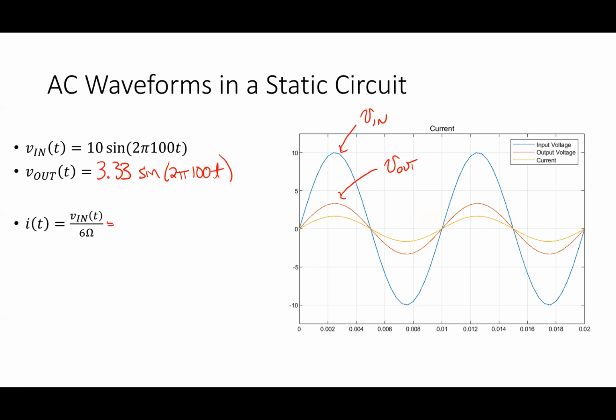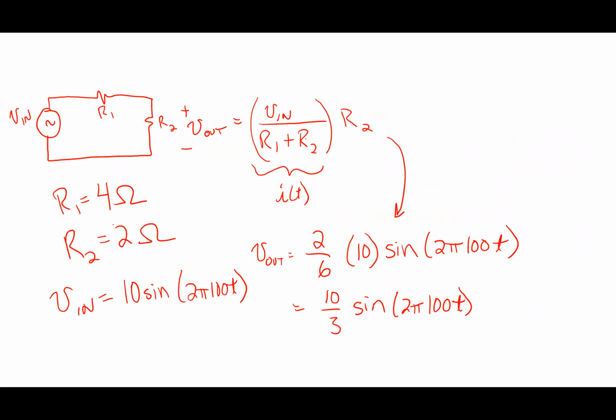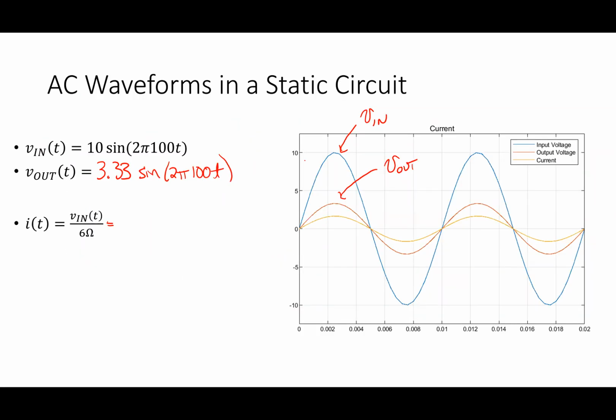So I said V in divided by 6, right? We kind of did that here. V in divided by 6. This guy is the same as well. So essentially this guy, if I do the math on that, this becomes 1.67 sine 2 pi 100t. So if you look at that for a second, that kind of gives me one sort of important result right off the bat, doesn't it?